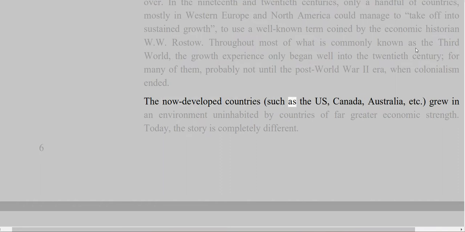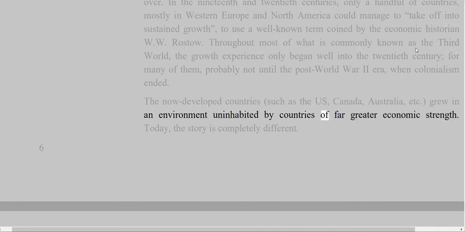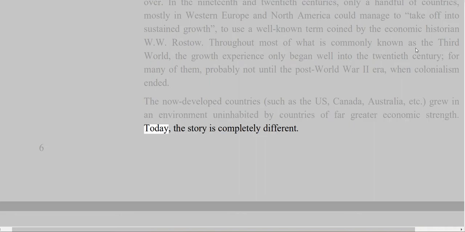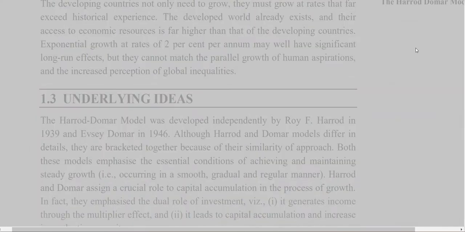The now developed countries, such as the US, Canada, Australia, etc., grew in an environment uninhabited by countries of far greater economic strength. Today, the story is completely different. The developing countries not only need to grow, they must grow at rates that far exceed historical experience. The developed world already exists, and their access to economic resources is far higher than that of the developing countries. Exponential growth at rates of 2% per annum may well have significant long-run effects, but they cannot match the parallel growth of human aspirations and the increased perception of global inequalities.